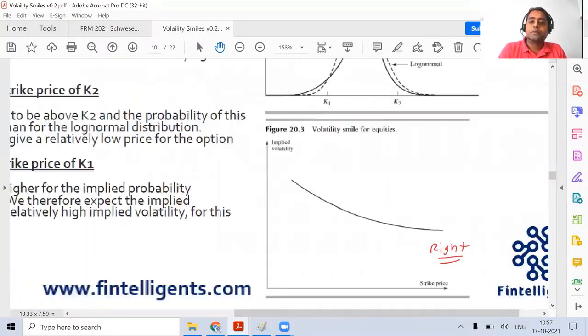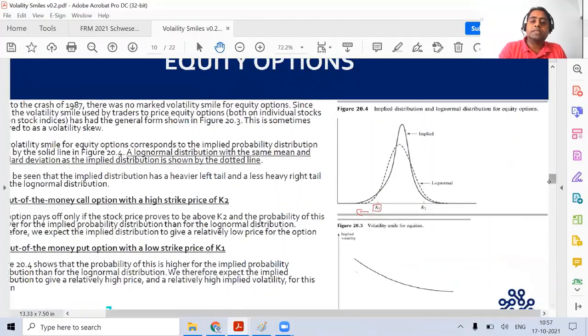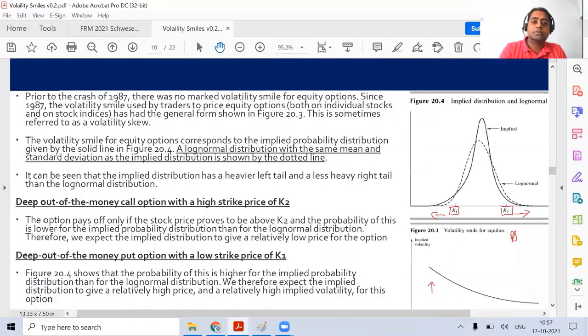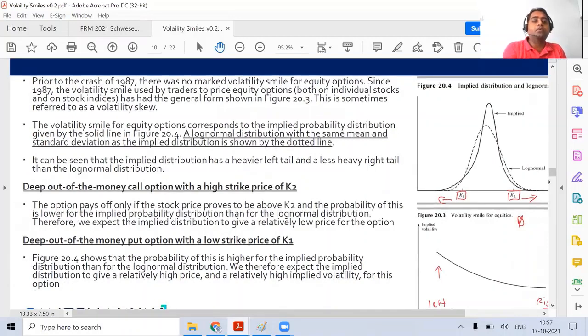Okay, zooming out and now asking you to read this section. They've given you a reference of crash. If you read this entire paragraph, they've given you a reference of crash. This is also going to be discussed in the reasons for equity option showing such a behavior. That is crashophobia. We will be talking about this in the next slide. But before that, I want you guys to read the entire section. Cover the deep out of the money call and deep out of the money put option. Read it properly.